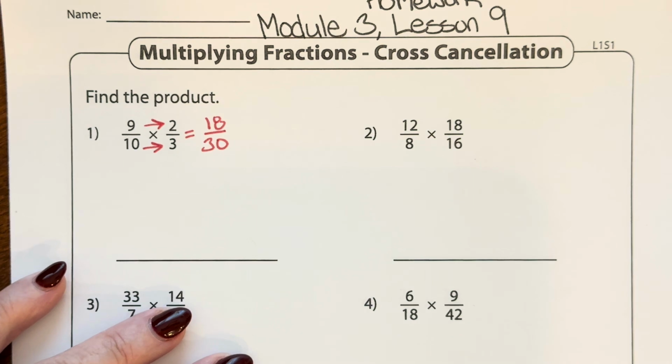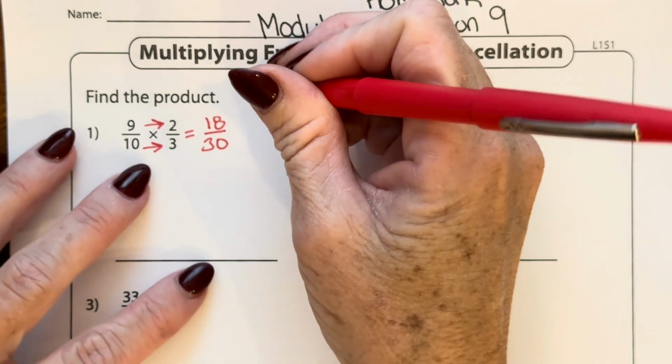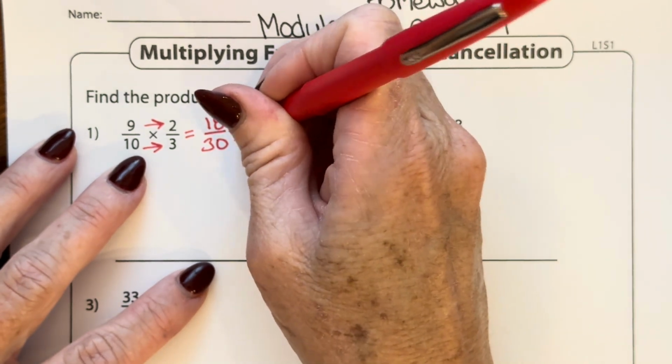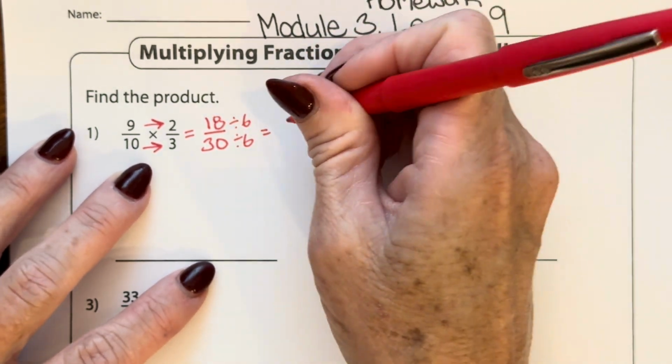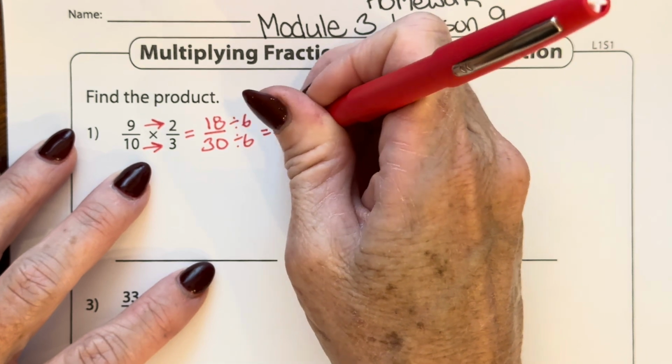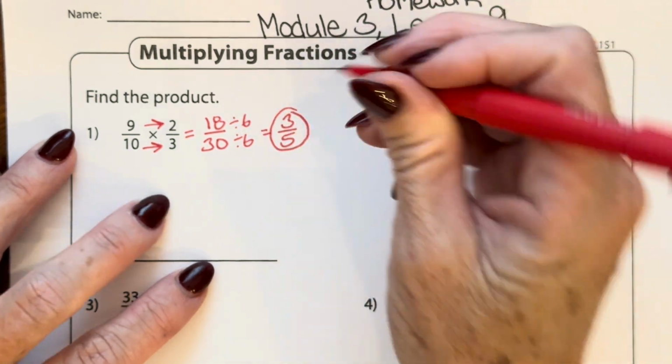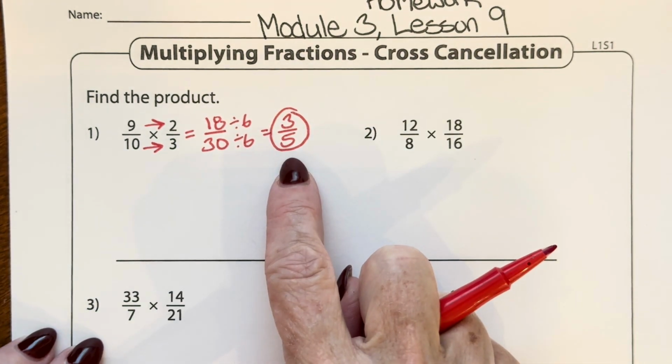And we practiced last week making fractions into their simplest form by dividing them by what we call the greatest common factor. So the greatest common factor for both of these is 6. So what I would get would be 3/5. And that would be my final answer.